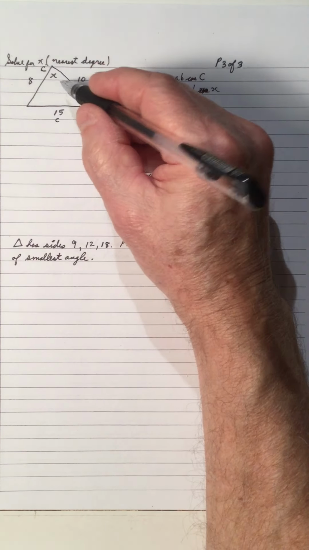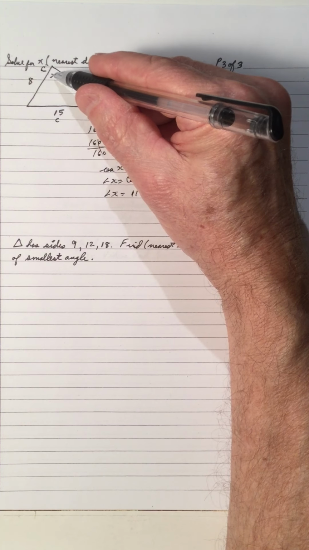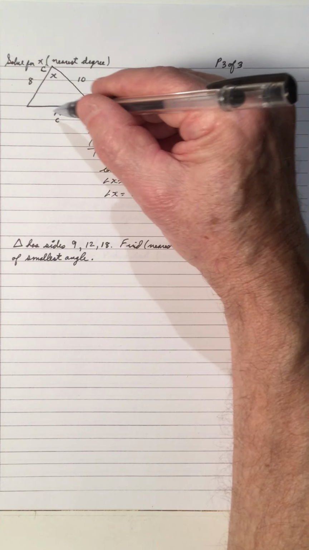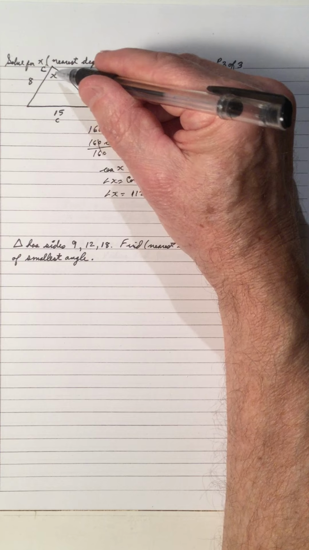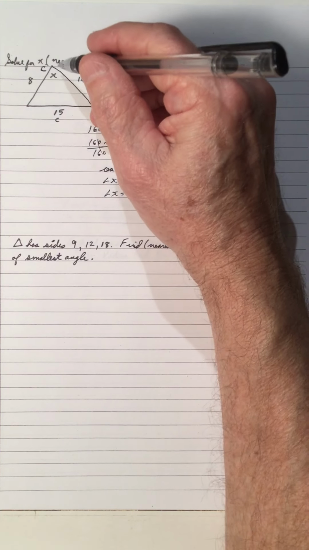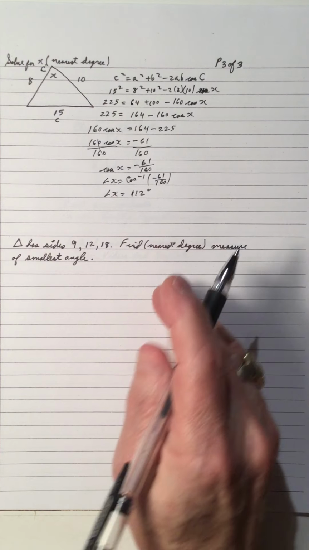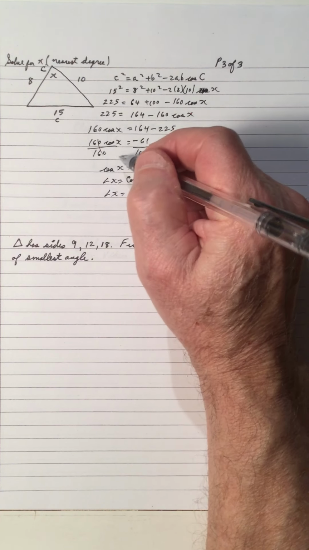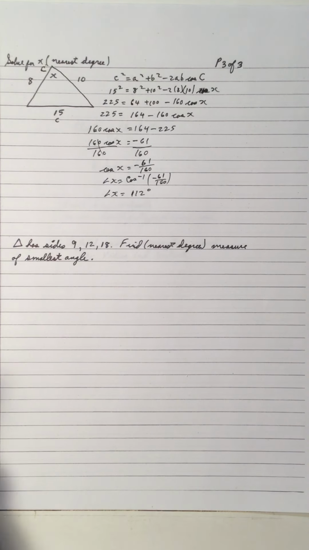Okay, notice in this diagram, if you wish, I'm finding this angle. Notice that this is the longest side, 15. So this would be the largest angle. So if that angle is 112, that means these two angles are going to be less than that. So that's working it out by subbing in the three sides and solving for cos x and working it through.